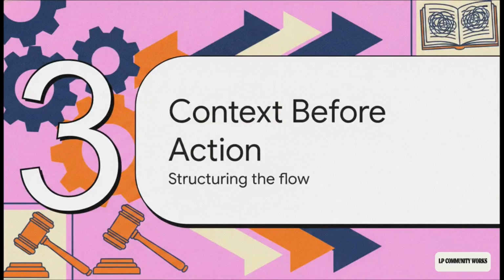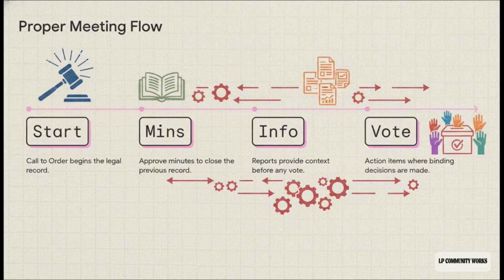Let's roll into Section 3, context before action, structuring the flow. Notice the logical timeline of a properly structured meeting. You start with the call to order, then you quickly move to approve past records, like the minutes. After that, you gather new information, like the treasurer's report, and only then do you actually vote on action items. There is a deeply protective logic to this exact sequence.